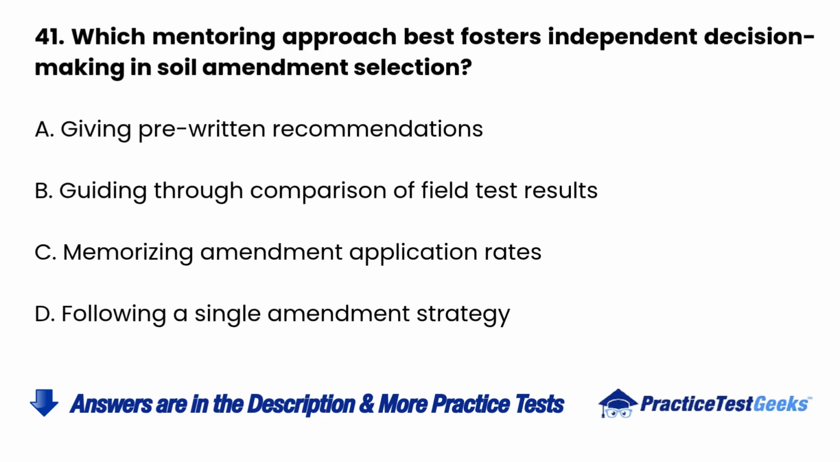41. Which mentoring approach best fosters independent decision-making in soil amendment selection? A. Giving pre-written recommendations. B. Guiding through comparison of field test results. C. Memorizing amendment application rates. D. Following a single amendment strategy.